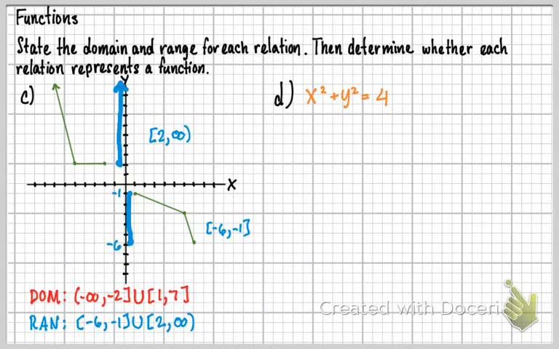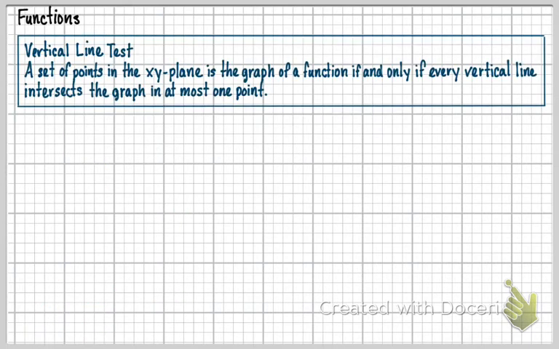Okay, now we actually took care of this first part here. Now we're going to talk about if this relation represents a function. So we're going to need another tool for this. So one tool we need when we're actually dealing with graphs is the vertical line test. So here's the vertical line test.